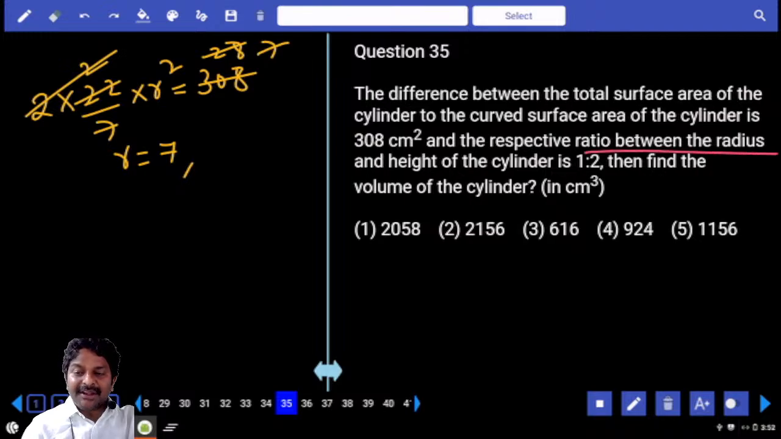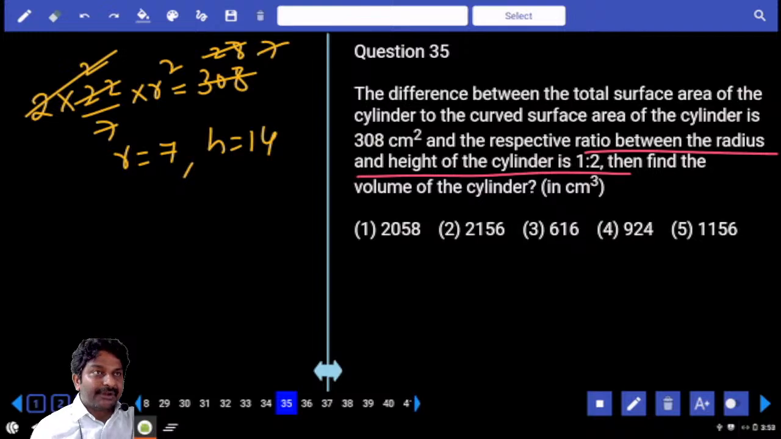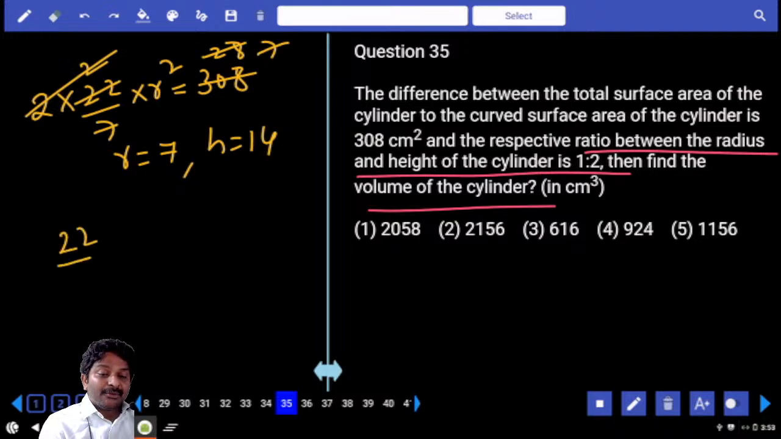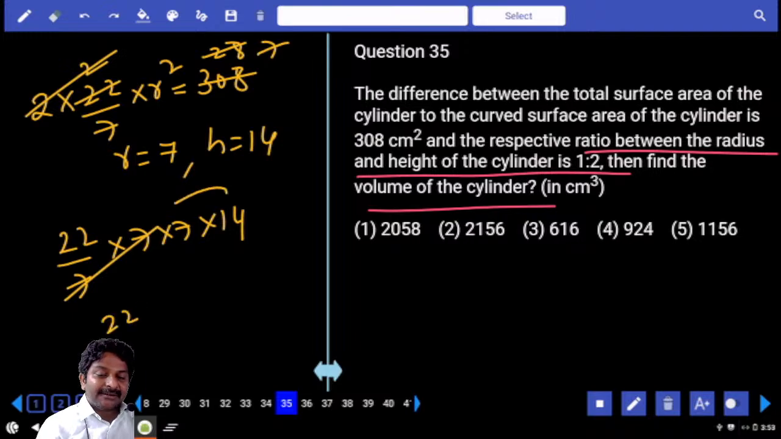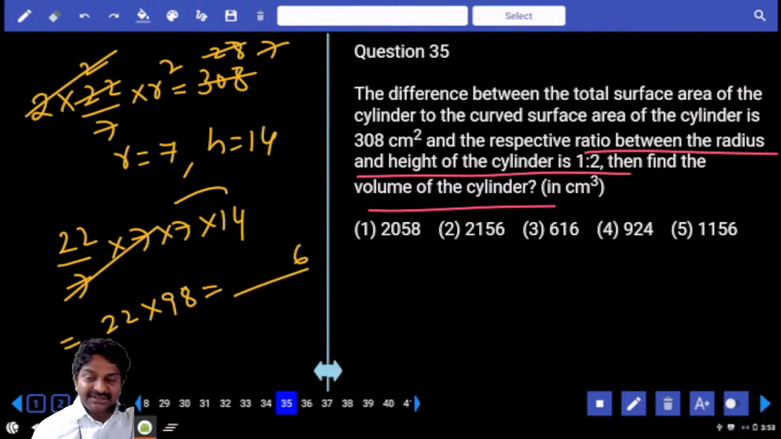The ratio between radius and height of the cylinder is 1:2. Then height is equal to 14. Find the volume of the cylinder. Volume of the cylinder is πr²h, π is 22/7, r² is 7 into 7, into 14. 7 gets cancelled. 7 into 14, how much is that? 98. The answer must end with 6.